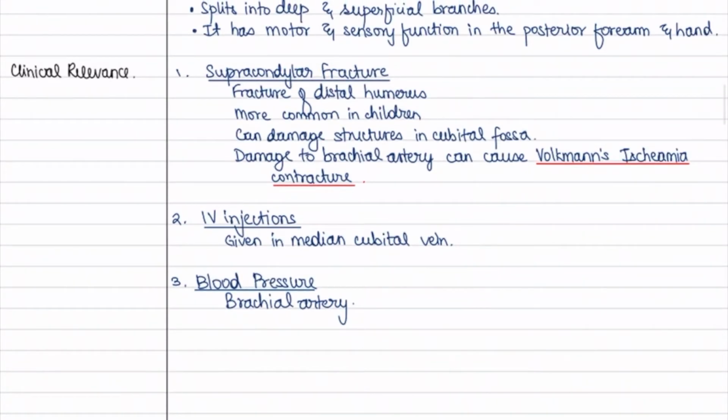The second clinical importance is IV injections. I'm sure a lot of you have either seen IV injections being given or received it yourself. There is the median cubital vein, as I mentioned, in the superficial fascia above the cubital fossa, in the roof of the cubital fossa, and in this vein we try to give IV injections. The blood pressure is measured by compressing the brachial artery, so that is also something that you all have seen or have experienced yourselves and can relate to.